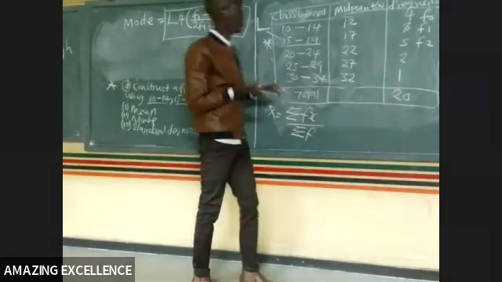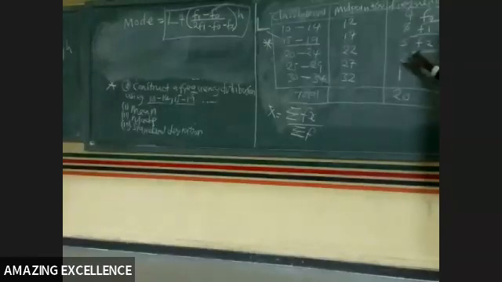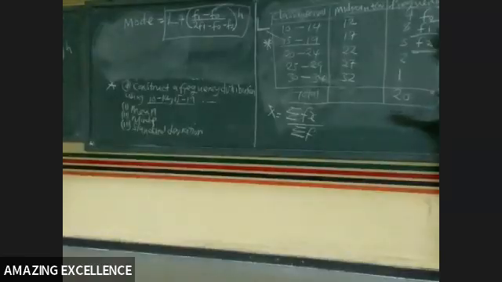What is the F1? It's the frequency of the model class. Then F2 is the frequency of the class that precedes the model class. Did you get that? To proceed is to come after. Did you get that now? Those people from online, did you get that?